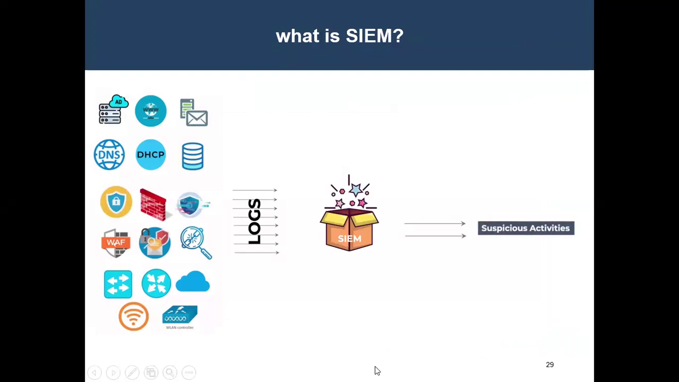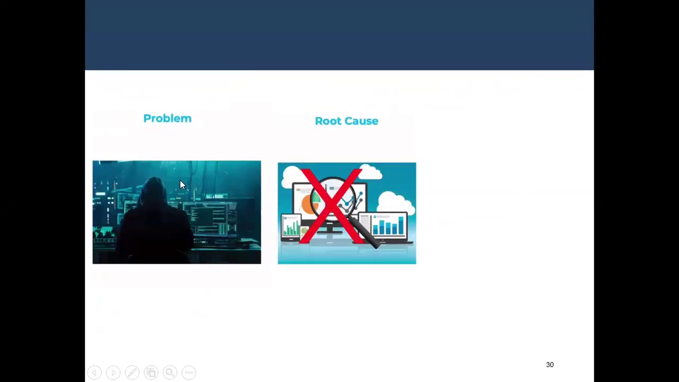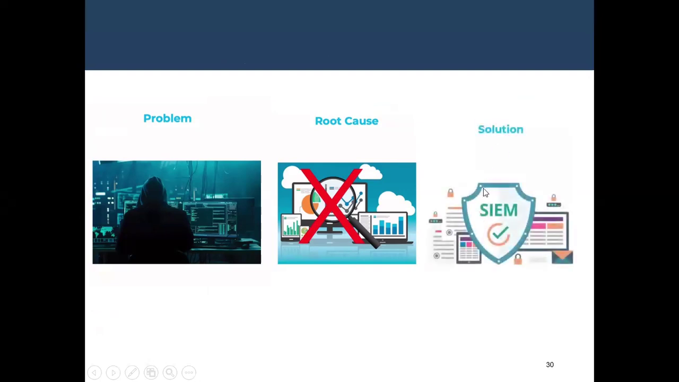The logs are generated, and the SIEM performs a process called normalization. We'll discuss the different types of architecture, how it works, and how the data flows, everything in detail, where the SIEM does these operations and based on that the suspicious activities are detected. Okay. So overall, the problem is that the logs are huge. The root cause is that they are not easy to read. The solution is SIEM, which makes it easy to understand all these logs.